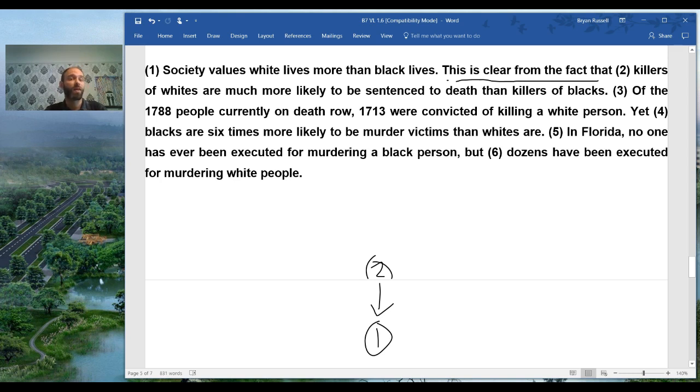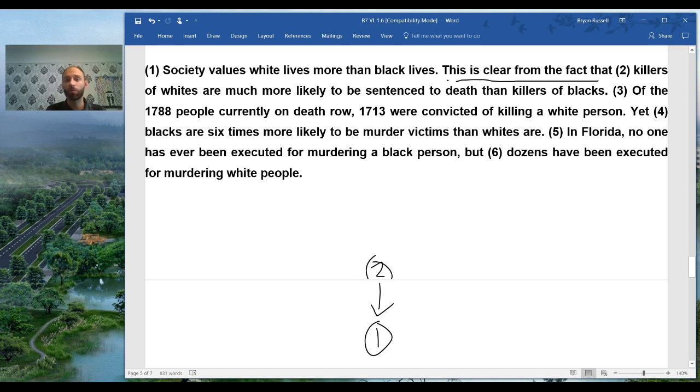So 1,788 people are on death row. 1,713 were convicted of killing a white person. That by itself would give us some evidence for number 2. But combine that with number 4, that blacks are 6 times more likely to be murder victims than whites are. You put those 2 facts together, you wouldn't think they would go together, but they do, to indicate that killers of whites are much more likely to be sentenced to death than killers of blacks.